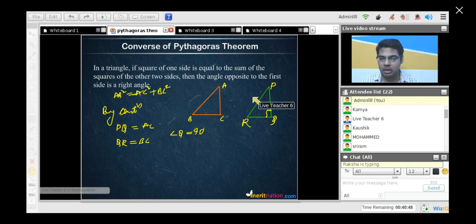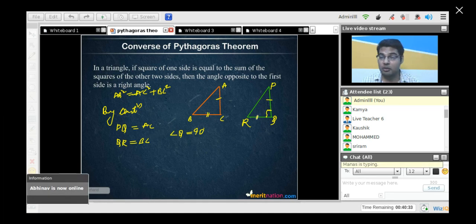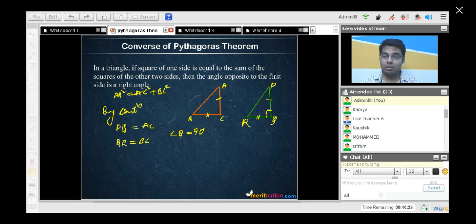This is by construction, because we can draw such a triangle. This is very simple, right? Because we won't face any difficulty in having such a triangle. A right angle triangle in which PQ equals AC and BC equals QR. Now it will be very, very simple to prove that angle C is also 90 degrees. In fact, they will be congruent, Raksha. We can prove them as congruent.